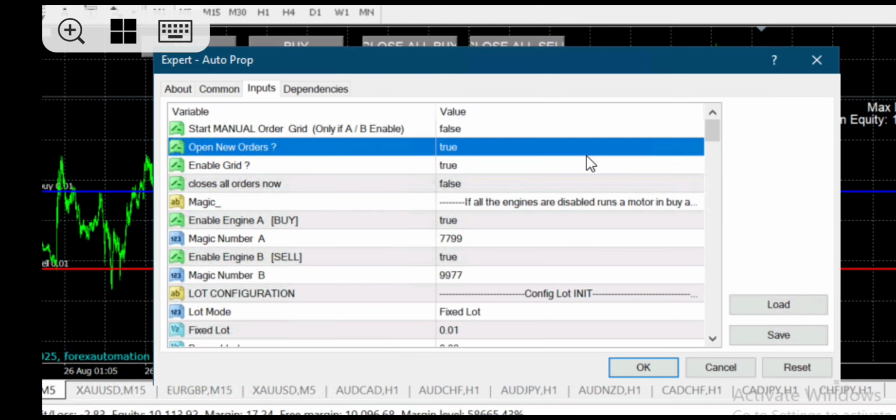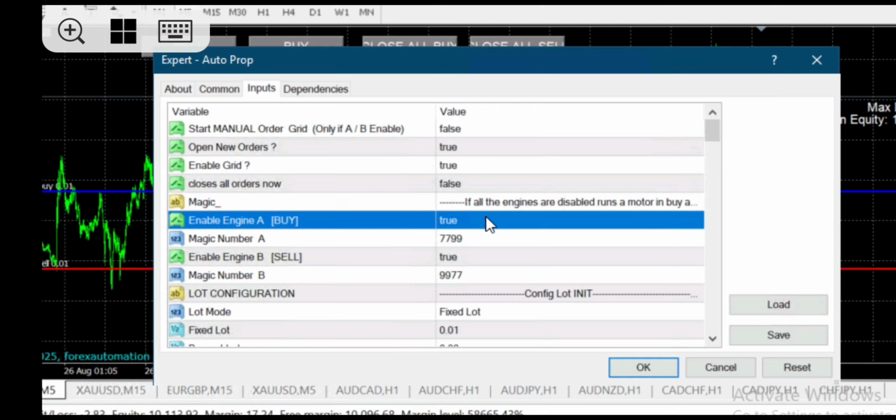Now we have the close all orders. If this is enabled, then when a parameter is met, like let's say you set a target, once this target is met, it will close all the running positions.